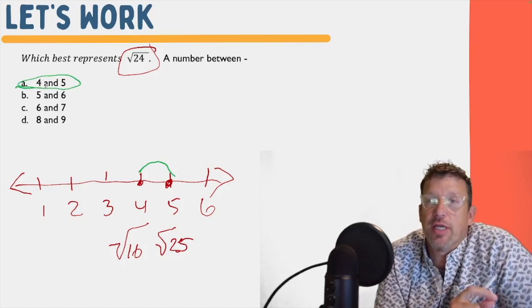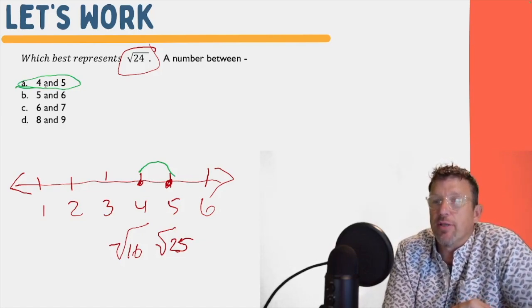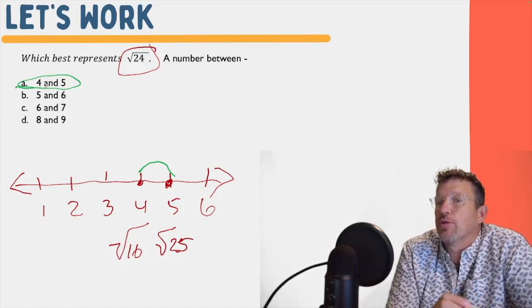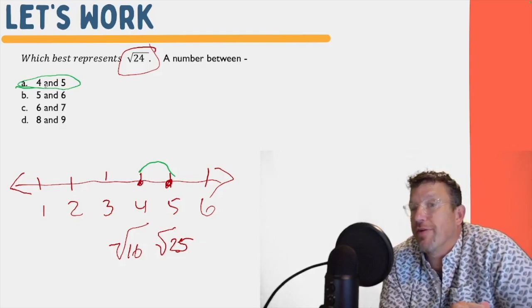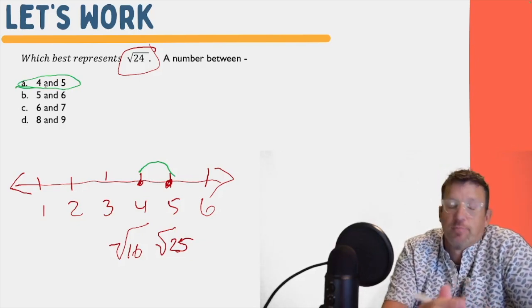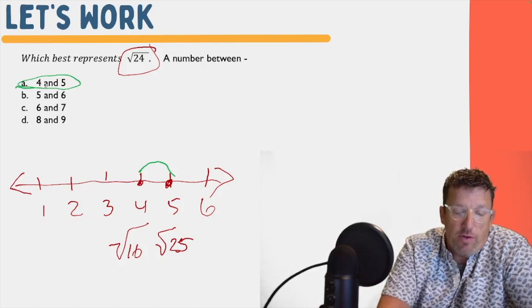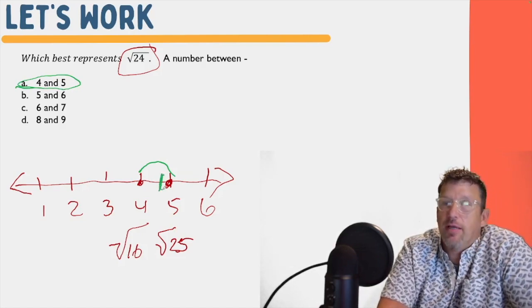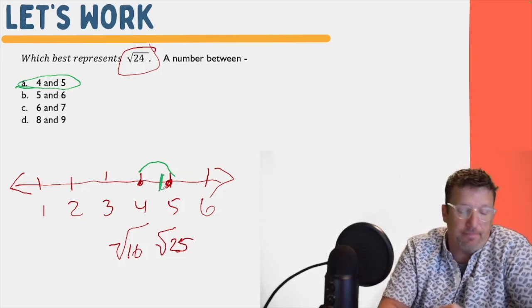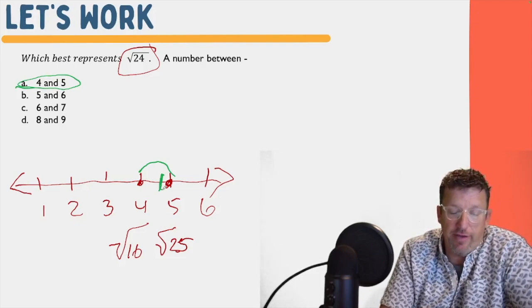Now, remember I told you to give me a better approximation on which number it would be closer to? Well, where do you think it would be closer to? The square root of 24 would be closer to the square root of 25 or the square root of 16? Yeah, you're right. It would probably be somewhere right in here. It could be closer to the 25.